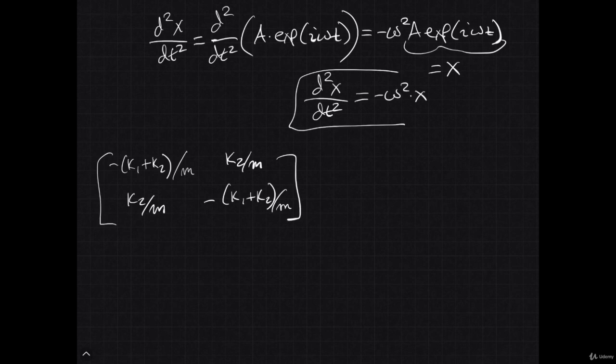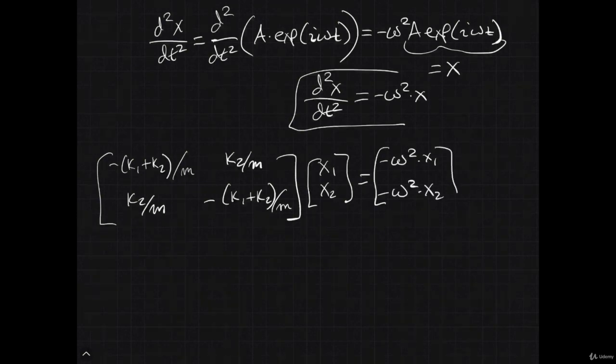This is just x1, x2, and I'm going to effectively set these equal to minus omega squared times x1 and minus omega squared times x2, right? So here I simply substituted this form of the equation, because originally we had d2x over dt squared.